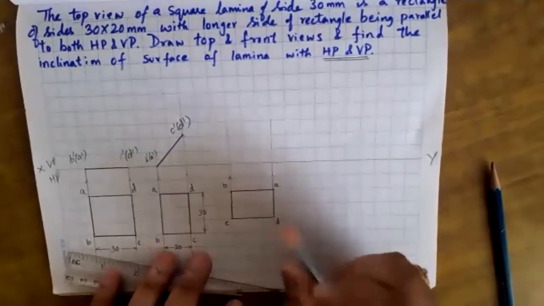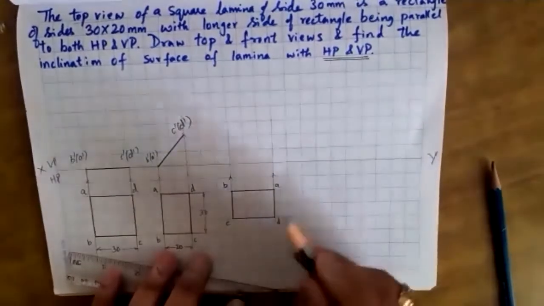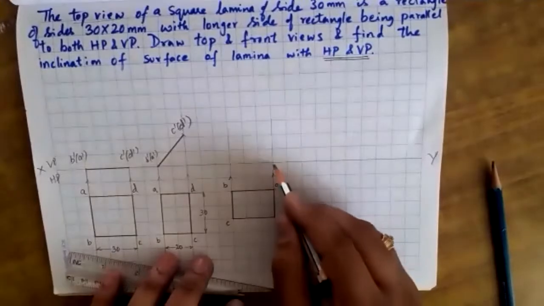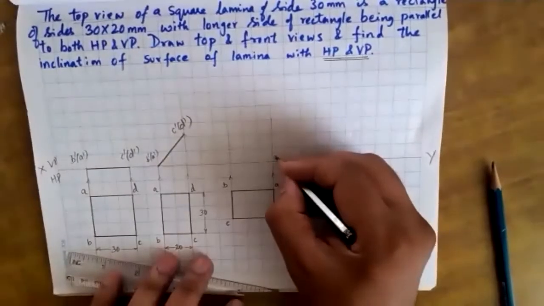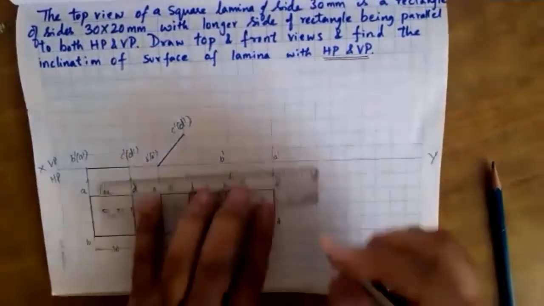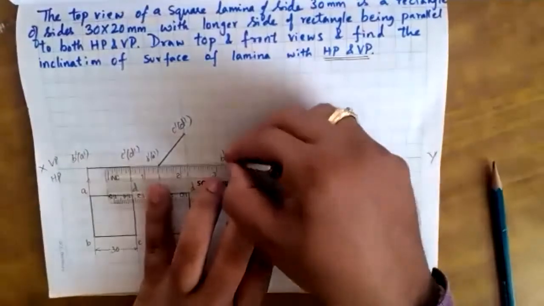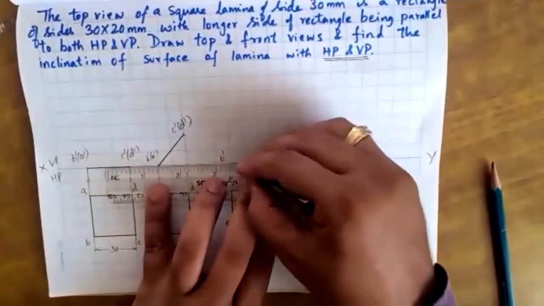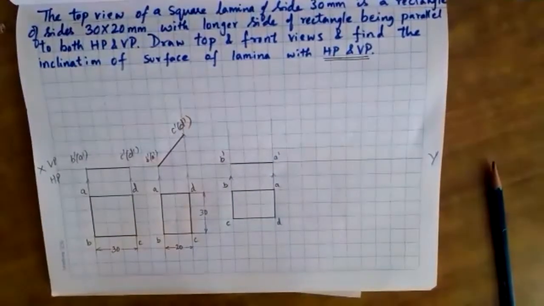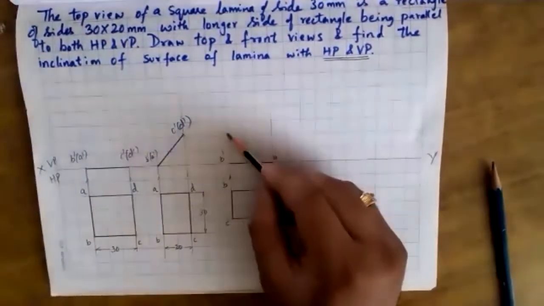So first complete AB always. If it is a corner, first complete the corner. If it is an edge, first complete that edge. A is here, so I'll name this as A dash. B is here, so I'll name this as B dash. So AB is the edge A dash B dash. Next, C and C dash is meeting here.